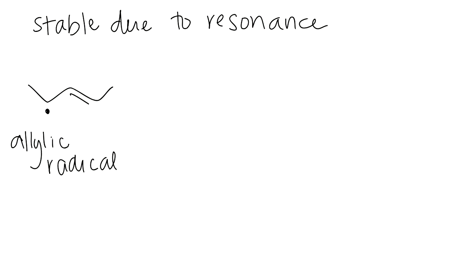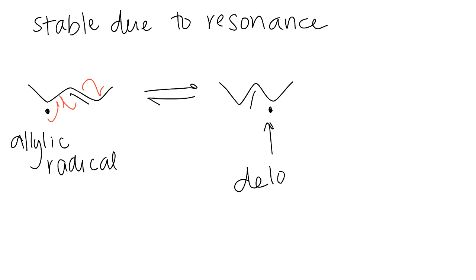What can happen through resonance is one of the electrons from our double bond moves over, and the electron from our radical moves over. The other electron from our bond moves over, and so we end up with this resonance form. We end up with a lot of resonance because that unpaired electron is delocalized. That's what we call it, a delocalized electron, because it can move around wherever it needs to go in order to be more stable.